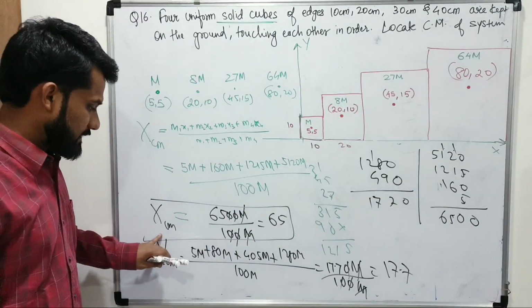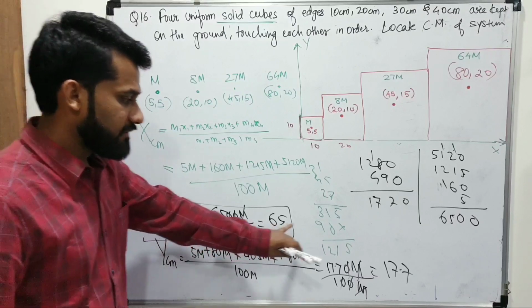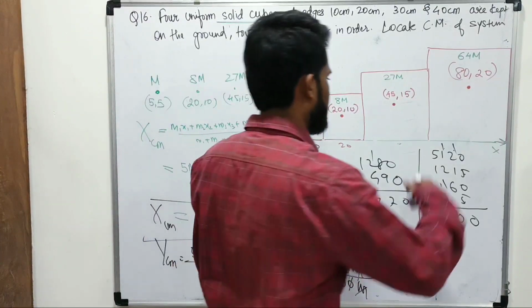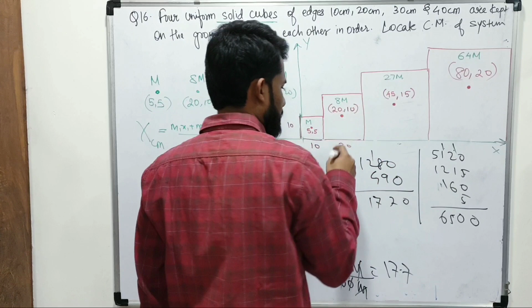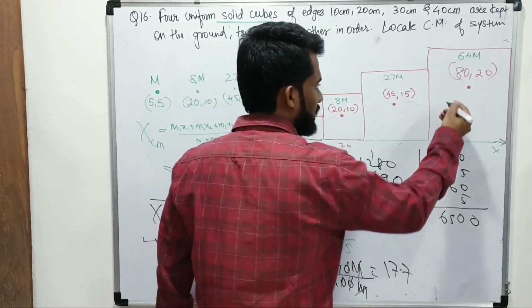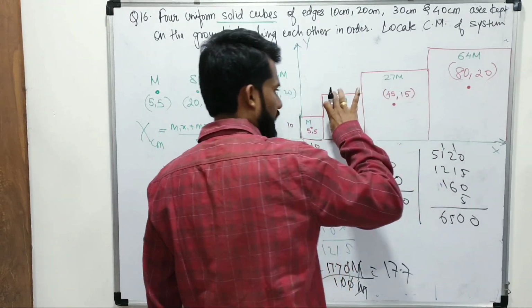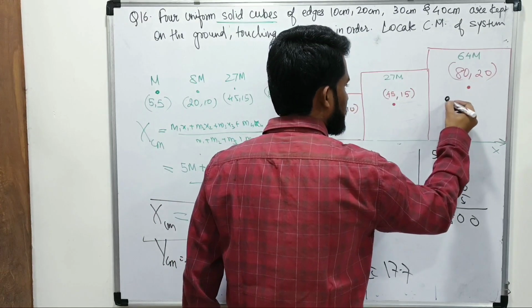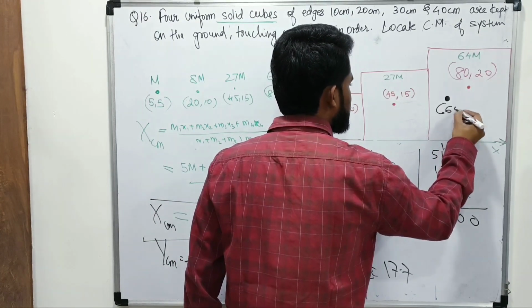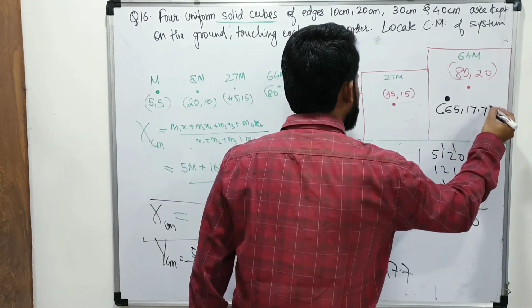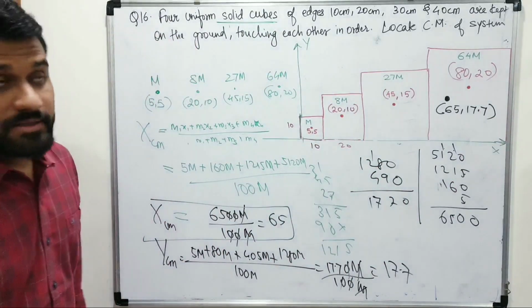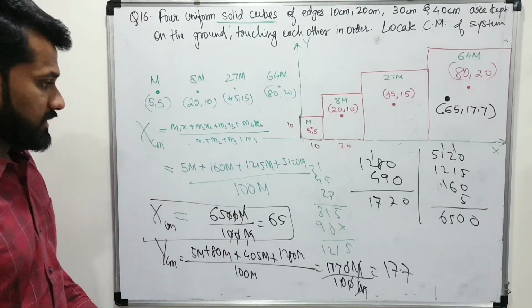So the center of mass location is 65, 17.7. It will be somewhere 65, meaning above 60, and 17.7 will be a little inside 20, somewhere over here. This is the location of the center of mass, 65, 17.7 centimeters, as it is in centimeters. So this is the location of the center of mass for the system.